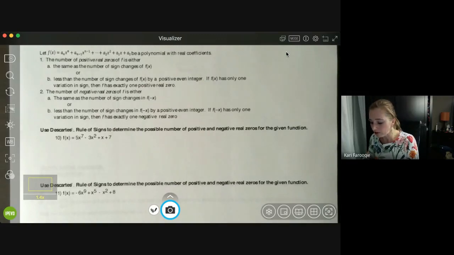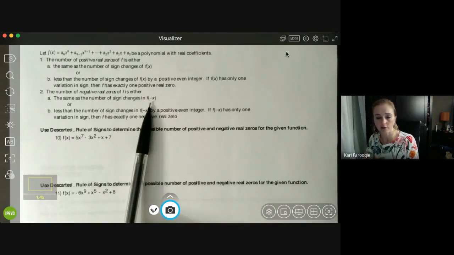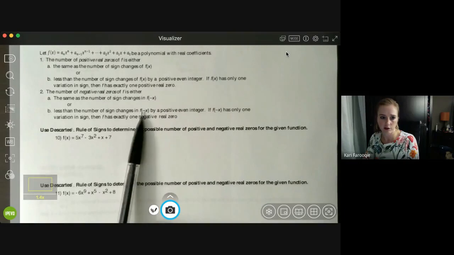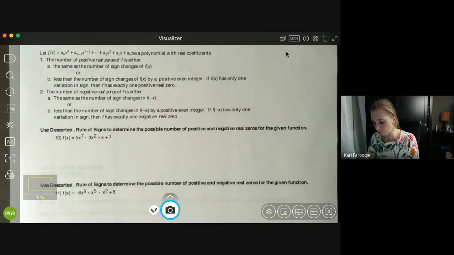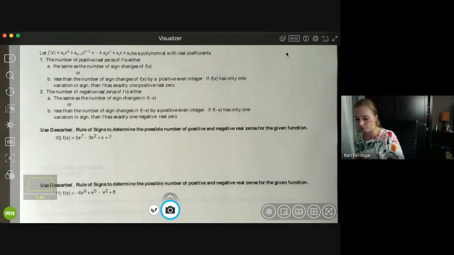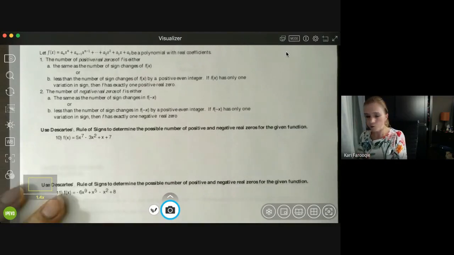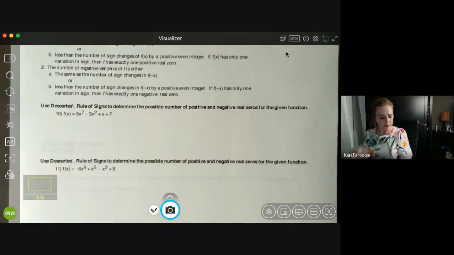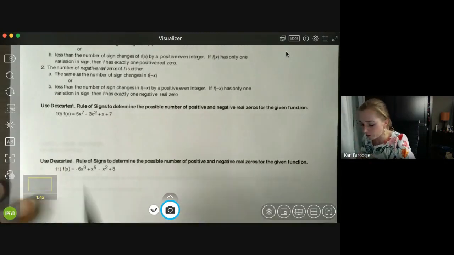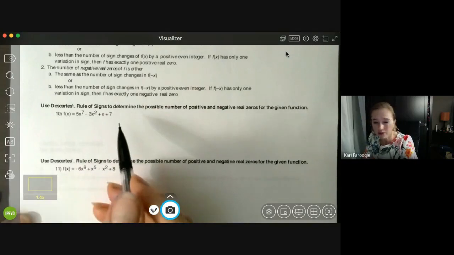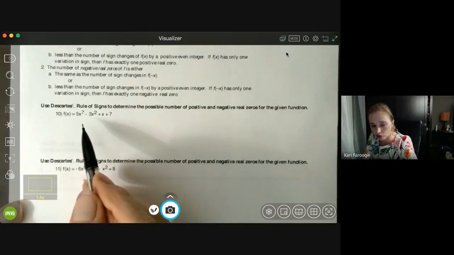In order to find the number of negative real zeros, you're going to check the sign changes for f of negative x. So we're going to be evaluating f of negative x and basically applying the same rule to find those sign changes. So I'm going to show you how this works. It's pretty straightforward. If I'm looking for the number of positive real zeros of the function, then I'm going to look at f of x and determine how many times the function had a sign change.